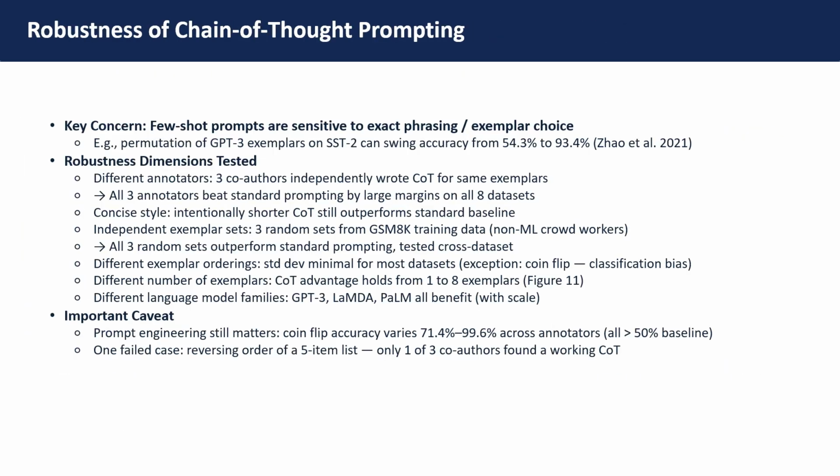This slide highlights an important practical issue. Few-shot prompting is known to be highly sensitive to prompt design, but the paper shows even with different annotators, different reasoning styles, and different examples, chain of thought still consistently improves performance. This indicates the benefit comes from the structure of reasoning, not exact wording. However, there is still some variance. So prompt design matters, but chain of thought is robust enough for real use.